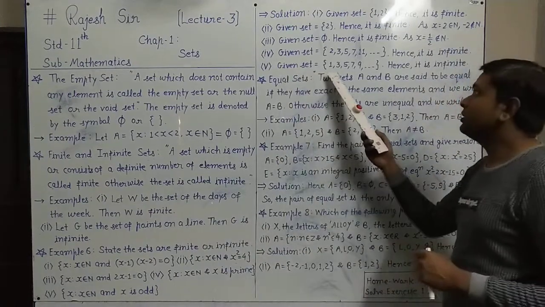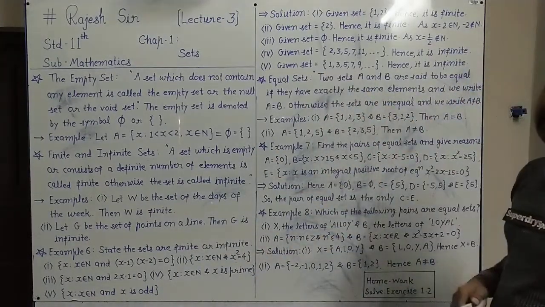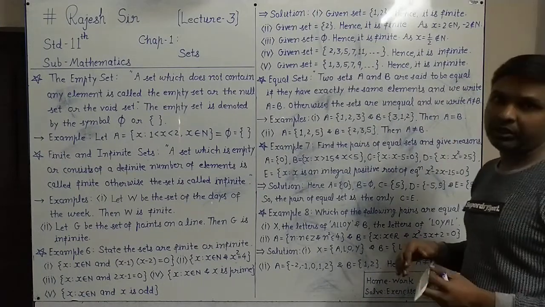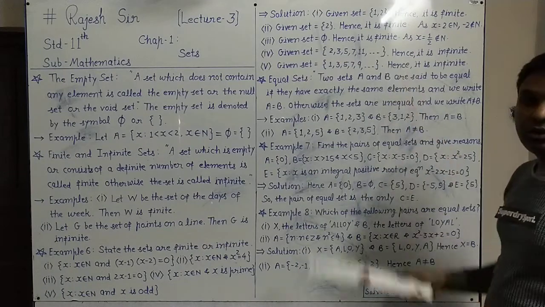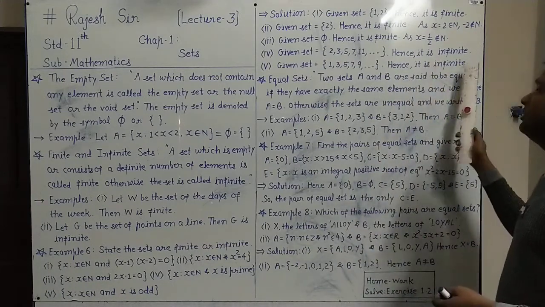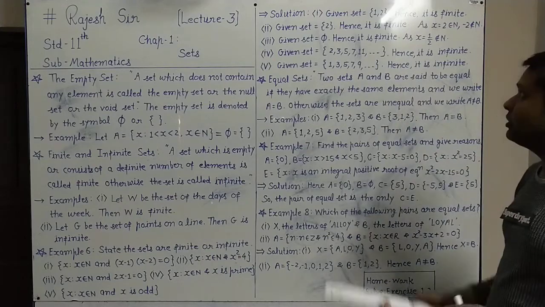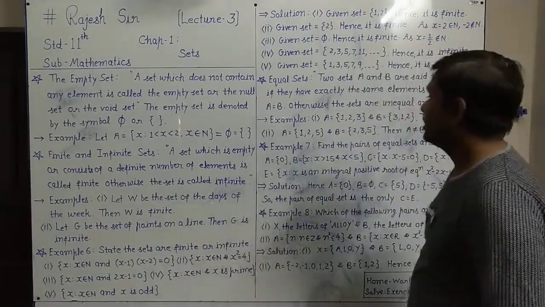Fifth number also, x belongs to N, x is odd. Odd natural numbers are 1, 3, 5, 7, 9 and so on, never ending, which has no end. Hence it also does not have a definite number of elements. Hence it is an infinite set. So this way we have categorized finite and infinite sets in example 6.